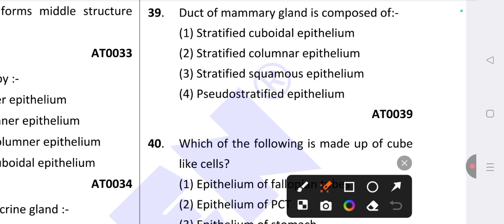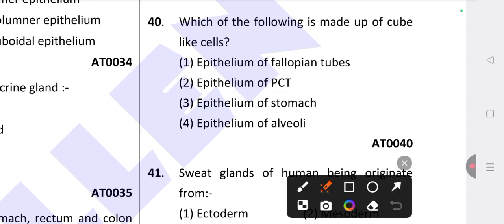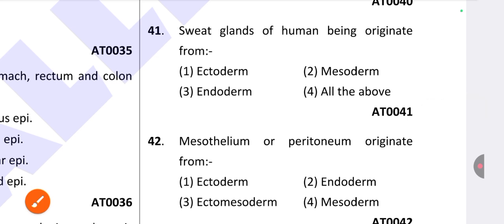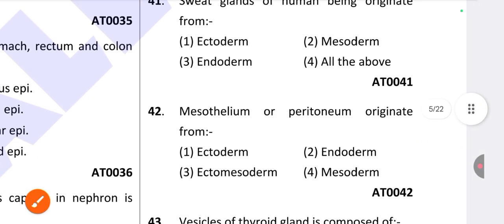Next, which of the following is made up of cube-like cells? So किसमें जो cube-like cells we can see. So we will see it is in the epithelium of PCT, proximal convoluted tubule. So next, 41 question. Sweat glands of human being originate from. So human के जो sweat glands होते हैं it will be originating from the ectoderm. Next, 42nd question. Mesothelium और peritoneum originate from. So mesothelium किससे originate होते हैं? Answer is option number 4, mesoderm से mesothelium originate होता है.